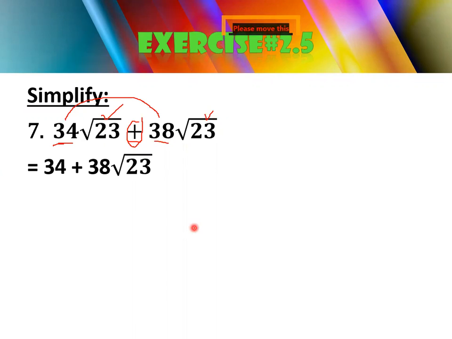So how will you write it down? You will write it in this way: 34 plus 38, and the common radical, that is 23. 23 will be taken as a common radical, and you are going to add these two numbers. So 34 plus 38 will become 72, and 23. Now we are not going to break this 23 into its factors because it is a prime number, so it will remain the same. So if you have this type of condition, simply add the numbers together and take your common radical. Okay, clear?